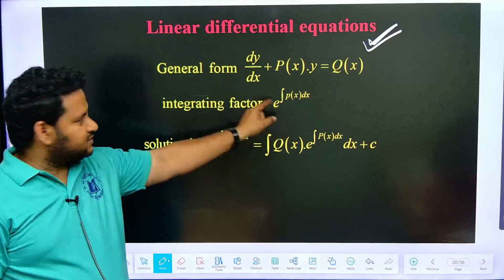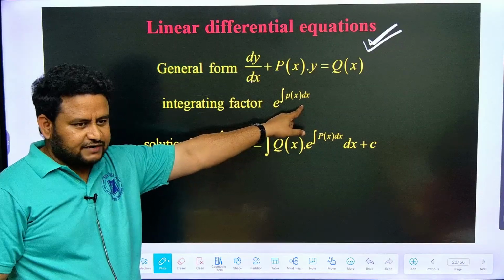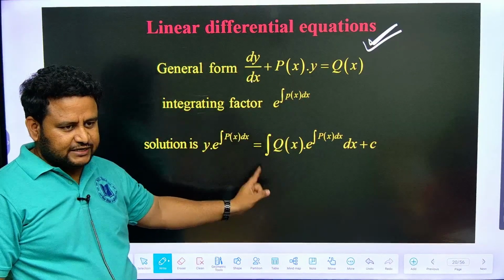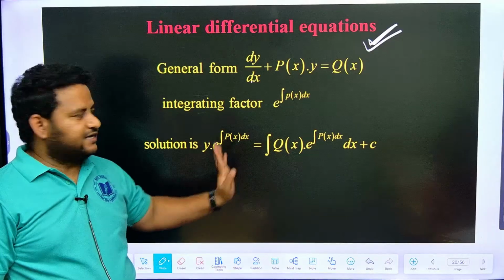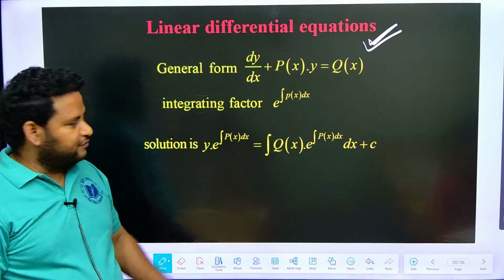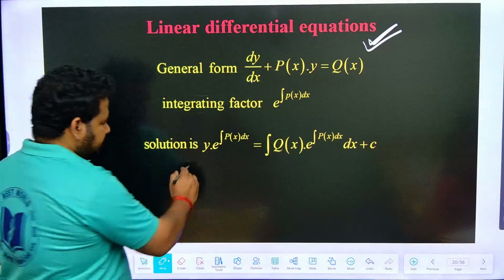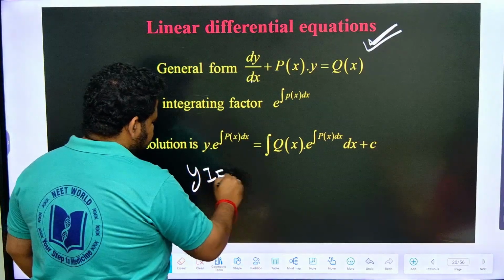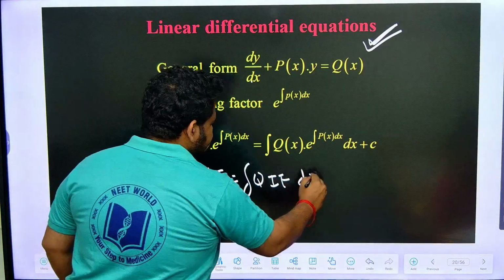Dy by dx plus p, here dx is there, so you integrate with respect to dx. And this will become y into integrating factor is equal to integral of q into integrating factor dx plus c. That's all you have to remember. So y into integrating factor is the integral of q into integrating factor dx plus c.